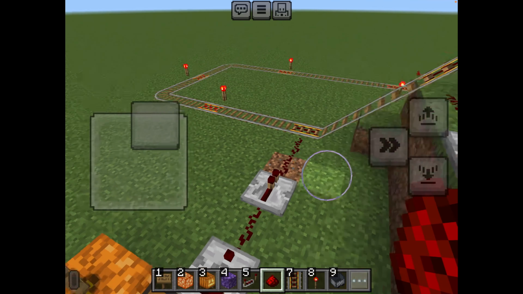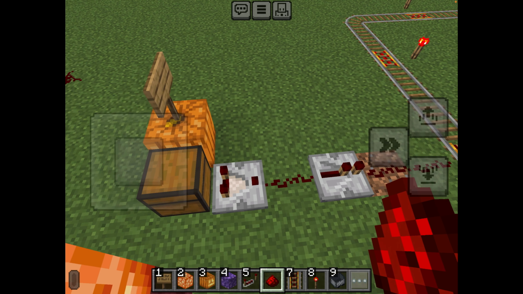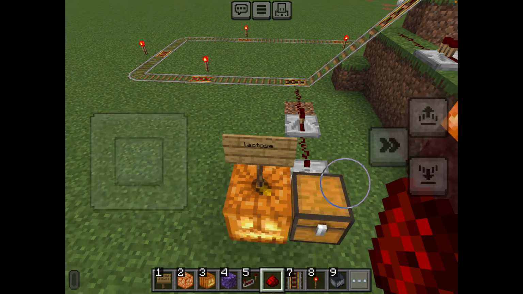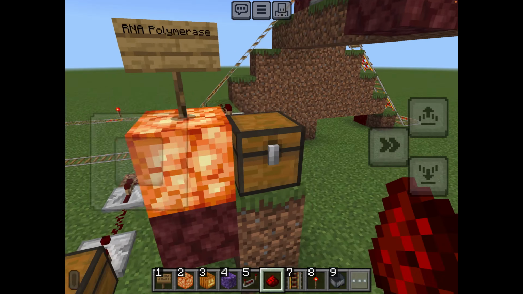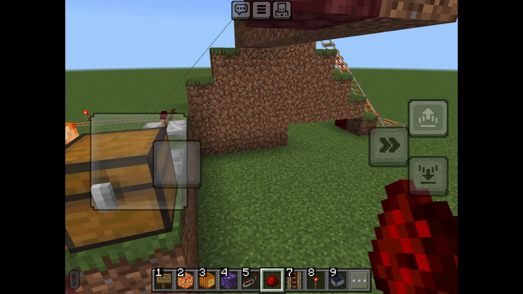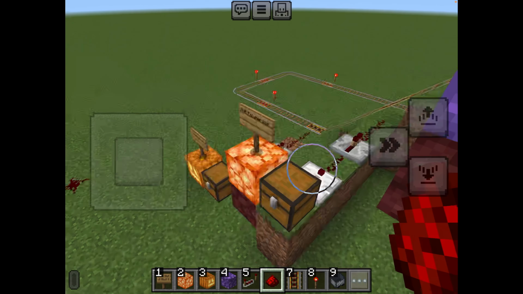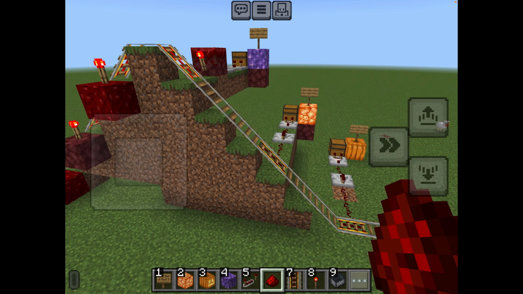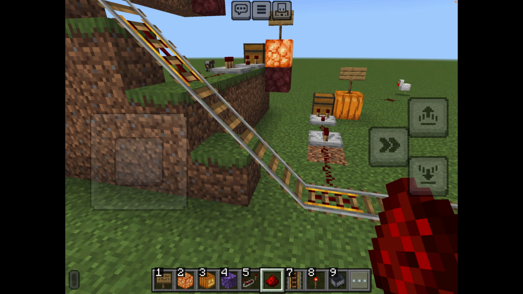So in terms of the setup, that's just like the setup we just did. I've got a comparator feeding into a repeater, which feeds into that powered rail. All right, so I want to start off with everything empty, and I'm going to put a cart on my track, and we'll see what happens.